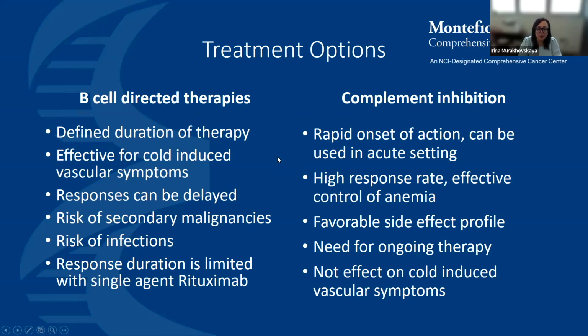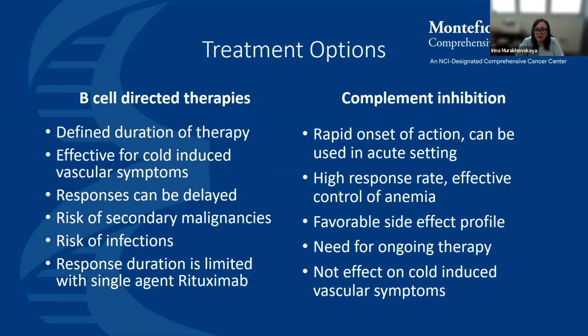How do we choose an appropriate therapy for a patient with cold agglutinin disease? There are a number of considerations. In general, the B-cell directed therapies have the advantage of a defined duration of treatment. They're effective for cold-induced vascular symptoms as well as the anemia. The negatives are delayed responses in a number of patients, risk of secondary malignancies, particularly with fludarabine-based therapies, concern for infectious complications, and limited response duration, particularly in patients treated with single-agent rituximab.